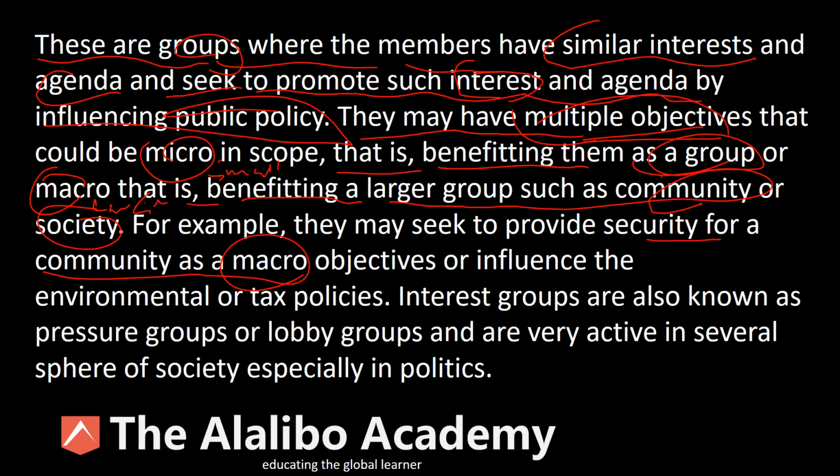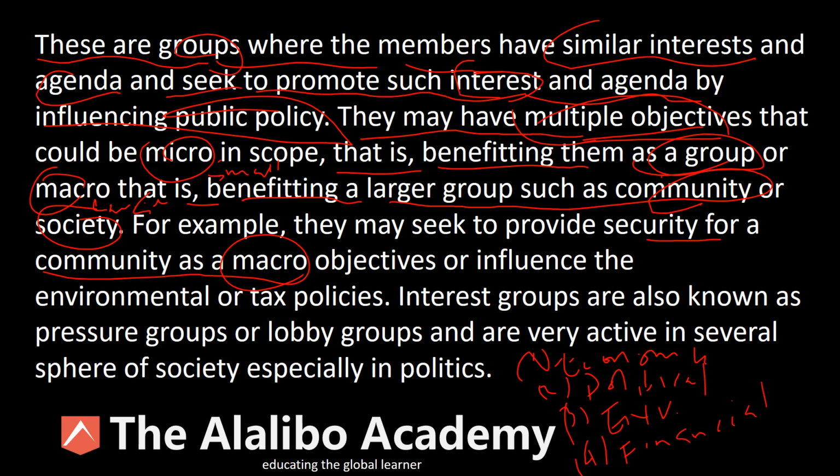They have economic objectives. Let's put that here. They have political objectives. They have environmental objectives. They have fiscal objectives, dealing with budget and so forth, and many more objectives. That is an interest group. They seek to put pressure on government to promote their interest and agenda, and by so doing, they want to influence public policy. That's what they do.